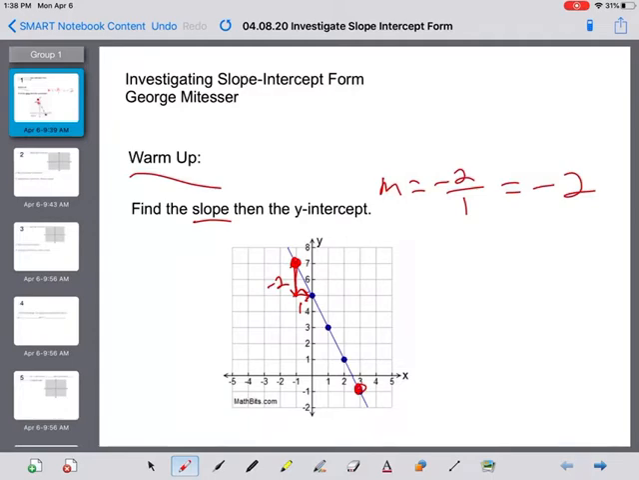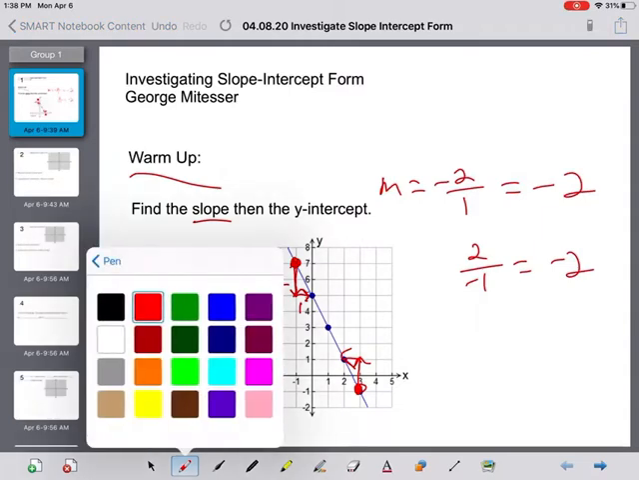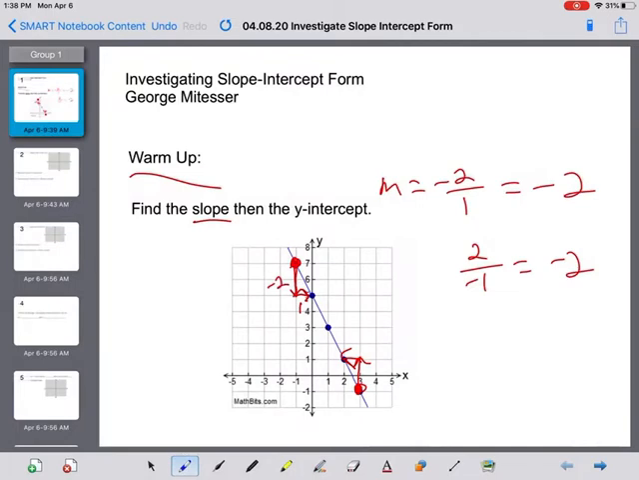If you started maybe from the bottom, you could have gone up 2, but then you would have to go left 1, which gives you a slope of -2. And you might remember a line that's decreasing from left to right has a negative slope. So -2 is the slope. The y-intercept is where the graph intersects the y-axis. So that's here. So we say the y-intercept equals (0, 5).